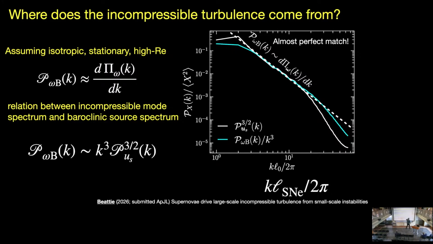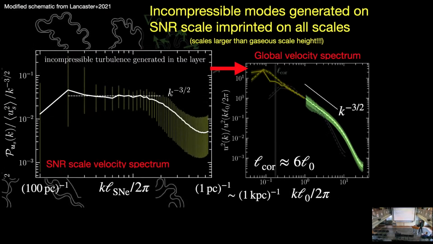And I make this plot here. I make the plot of the two spectra. And if this relation holds, then these spectra should lie on top of each other. And in the inertial range of the turbulence, they lie exactly on top of each other. So this is beautiful. Already, it's suggesting that the baroclinic generation is controlling all of the incompressible turbulence. Exactly, all of the incompressible turbulence comes from the baroclinicity.